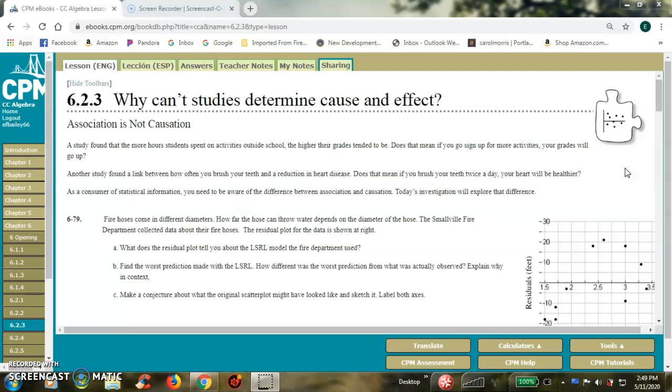Right. So in terms of those two questions, I think you can pretty clearly say, well, no, right? If you sign up for more activities, that does not necessarily mean your grades will go up. And if you brush your teeth twice a day, that does not necessarily mean a reduction in heart disease. There are so many other variables that have to be taken into account. So what this text is trying to do is caution you about making assumptions based on associations, right? As a consumer of statistical information, you need to be aware of the distance between association and causation. Today's investigation will explore that difference.